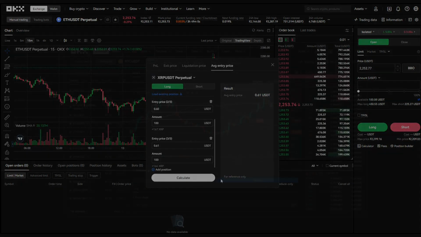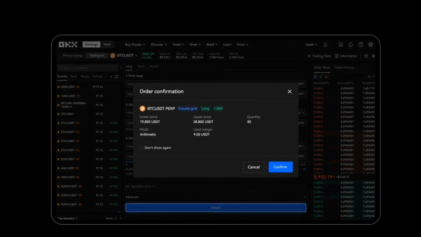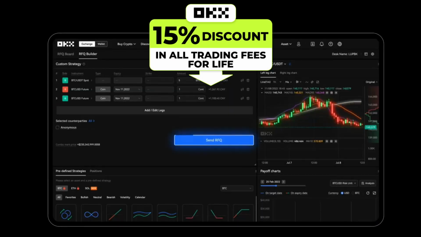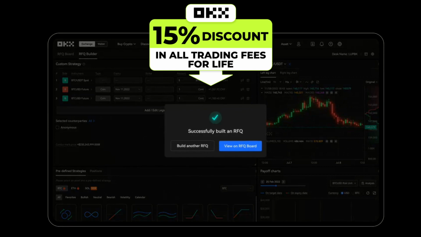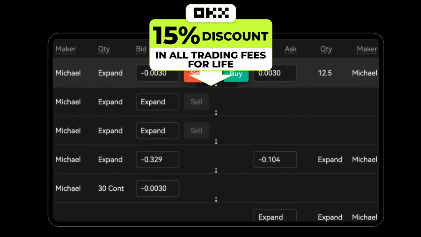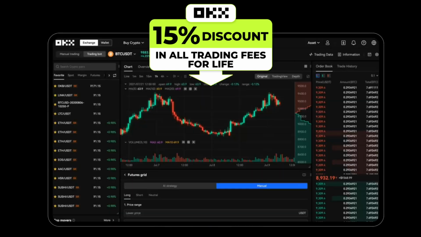See that OKX is definitely a very easy and practical exchange to use. Take advantage of the discounts on fees using the link I leave you in the description. I tried to make this tutorial as clear as possible. I hope this information helps you a lot to trade OKX futures and make a lot of profits.